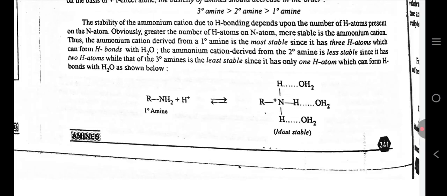Obviously, the greater the number of H atoms on the N atom, the more stable is the ammonium cation. Thus, the ammonium cation derived from a primary amine is the most stable, since it has 3 H atoms which can form H bonds with H2O. The ammonium cation derived from a secondary amine is less stable since it has 2 H atoms, while that of a tertiary amine is the least stable since it has only one H atom which can form an H bond with H2O, as shown below.